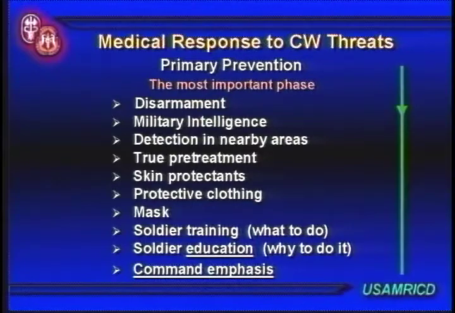Now, what could we do to prevent exposure to chemical warfare agents in the first place? Well, I suppose we could talk about demilitarization, disarmament. We could rid the planet of chemical warfare agents in the first place. That's not likely to happen, despite our best efforts, anytime soon. We could prevent exposure by having extraordinarily good intelligence that would tell us that the likelihood in a given area is low or high. And if we can depend upon that intelligence, that's an excellent primary preventive strategy. Having true pre-treatments would be a primary preventive measure. That is, having compounds that could be administered to a soldier or to a civilian before exposure that would protect him or her from a subsequent exposure.